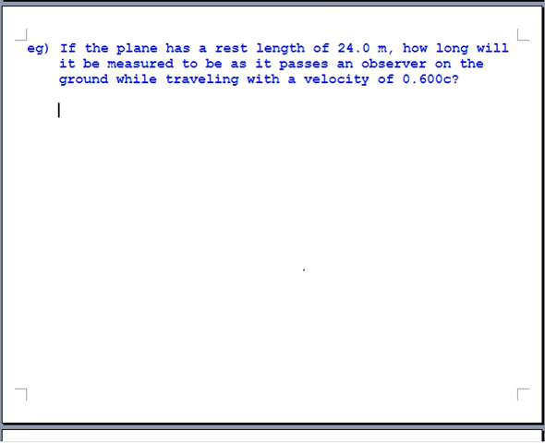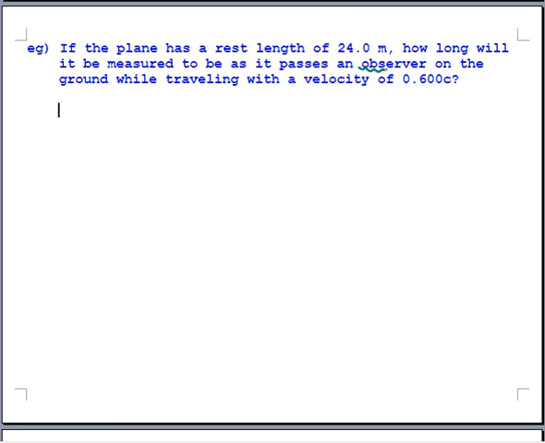So let's try this out. A plane has a rest length of 24 meters. How long is it as it passes an observer on the ground if it's traveling at 60% the speed of light? So here's what you have to do. You have to figure out whose point of view you're measuring from in these questions. So it says, how long will it be measured to be as it passes an observer on the ground if it's traveling at 60% the speed of light?